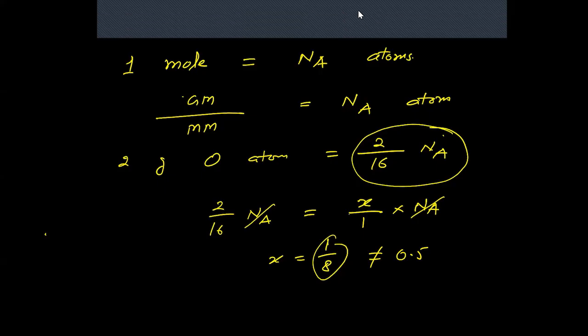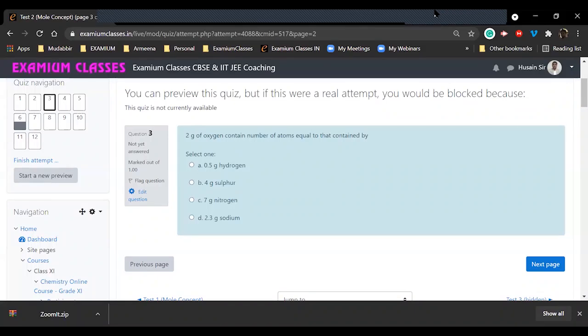What am I comparing? I am comparing the number of atoms in both cases. Because the question says both will have same number of atoms. Question says 2 grams of oxygen contain number of atoms equal to that contained by. So I am comparing the number of atoms of oxygen with the number of atoms of other things. So 0.5 grams of hydrogen will not have same number of atoms because I didn't get X as 0.5. In second case, sulfur case, I got X as 4 grams. It means B is correct.